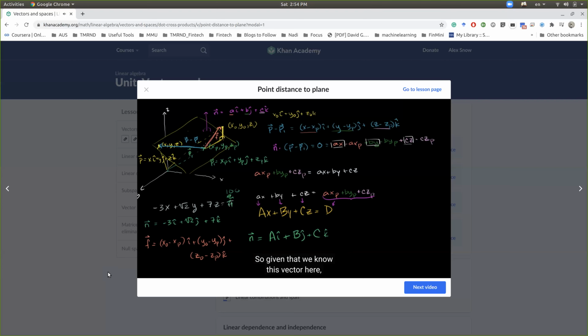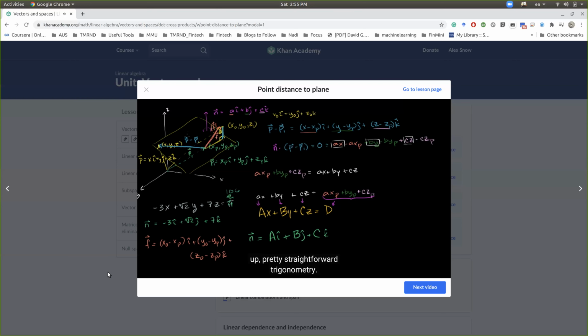So given that we know this vector here, how can we figure out this length here in blue? Well, we could figure out the magnitude of this vector. The length of this side right here is going to be the magnitude of the vector f. That'll just give us this length, but we want this blue length. Well, we could think about it if this was some angle theta. I know the writing's getting small.